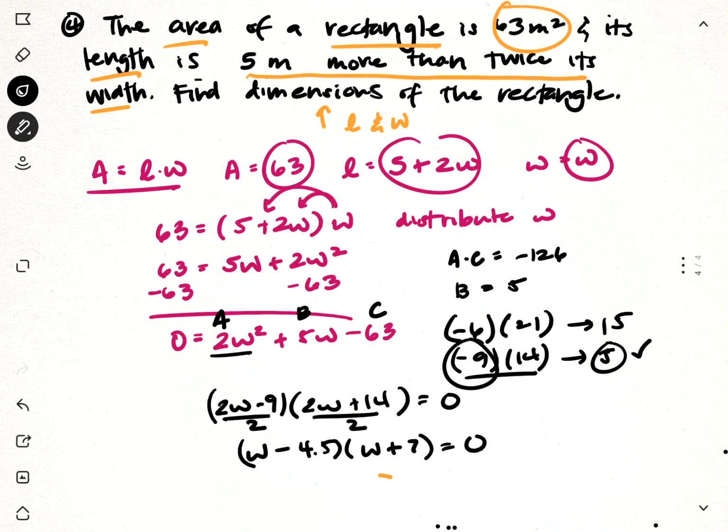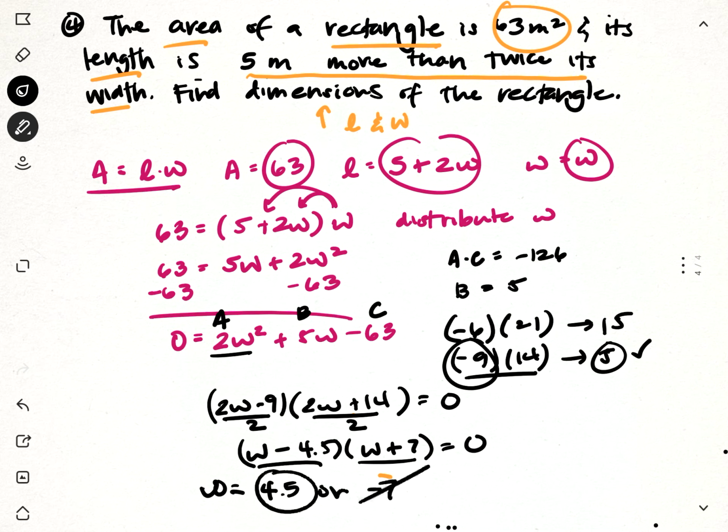Okay, so the zero product property says that w minus 4.5 equals 0, so w equals positive 4.5. Or w plus 7 equals 0, that's negative 7. Now keep in mind that when we're talking about shapes, unless we have them on a coordinate plane, which we don't, we're just talking about a regular rectangle, we cannot have negative numbers. So it doesn't make sense to have a negative length. There's no such thing as that. So we know that the width is going to be 4.5 here.